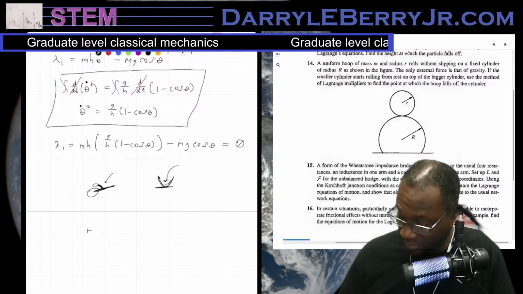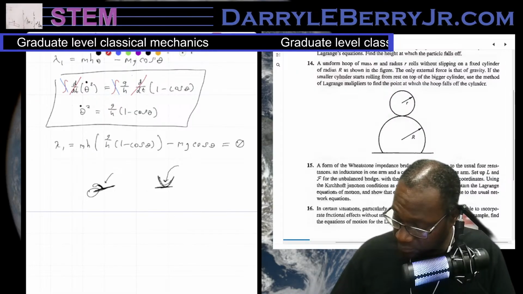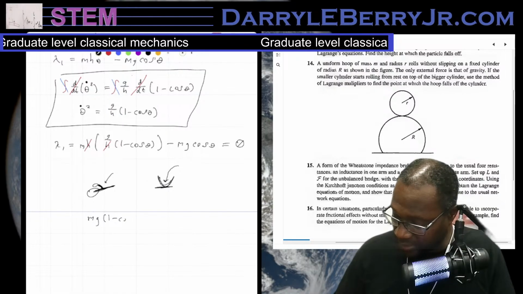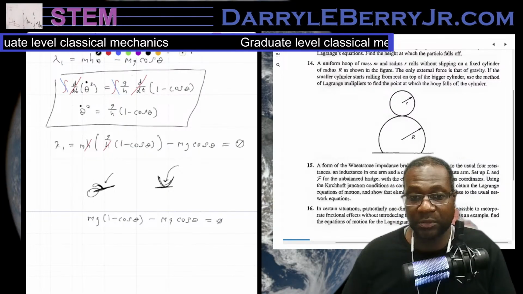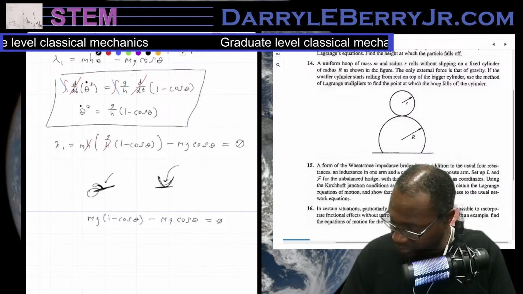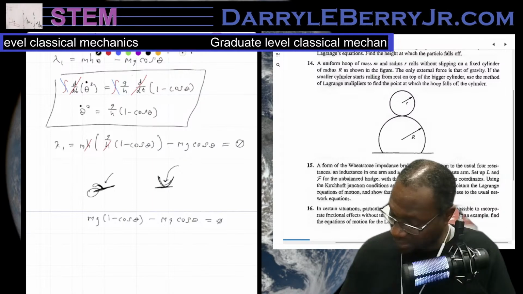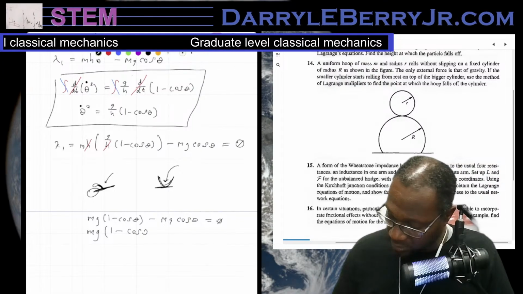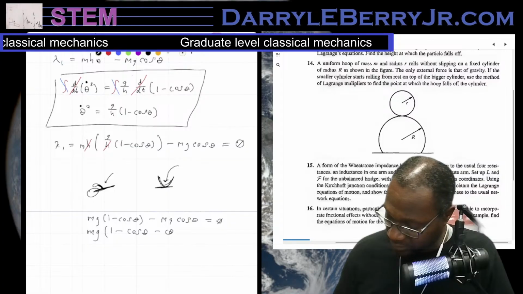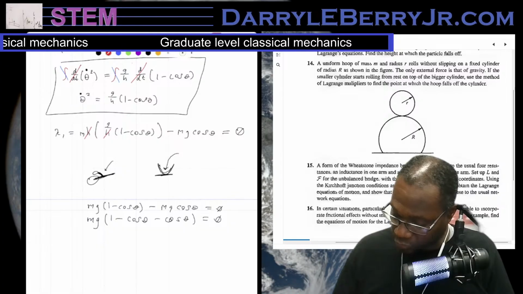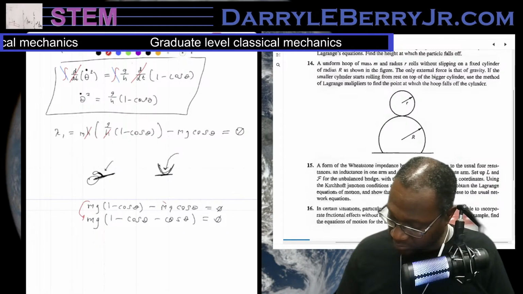So now the h's are going to cancel. So I have mg times 1 minus cosine theta, minus mg cosine theta equals 0. And that looks good. If I distribute this out, I would have mg 1 minus cosine theta, and there's also a minus cosine theta here, equals 0. So all I did was extract out the mg and put them both on the outside.